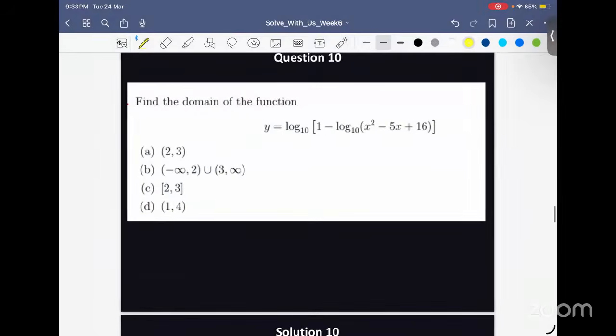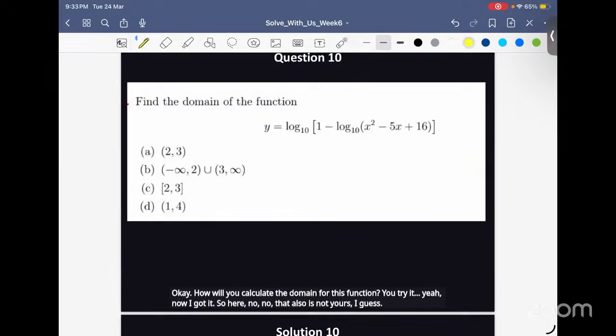Okay. How will you calculate the domain for this function? You try it. Yeah, now I got it. Sorry, no, no, no. That also is not yours, I guess. Yeah, this is yours only. Tanmay, right? Yes, correct. Okay. Yeah, you have sent me 2 days back. Oh, I could. It might have gone to your spam folder. No, it was not in spam, but somehow I missed it. Yeah. Okay.